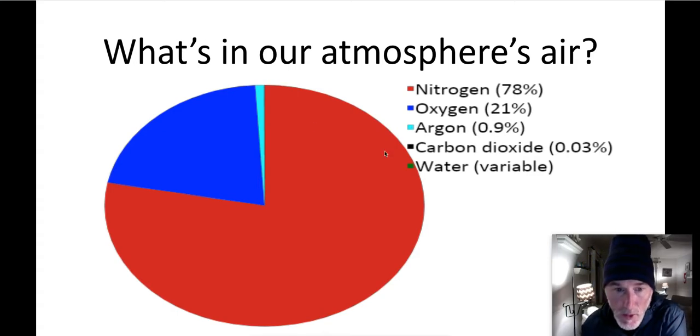Oxygen you can see is 21%, so a significant amount, not as much as nitrogen, but a pretty good amount. And then we have some other things here. Notice we have argon. A lot of people don't realize, but it's a small amount, less than 1% in our air. And carbon dioxide, which is talked about in the news all the time, people think that our atmosphere is filled with carbon dioxide. It actually is only 0.03%.